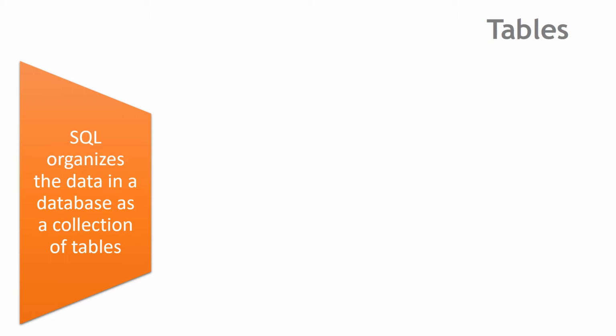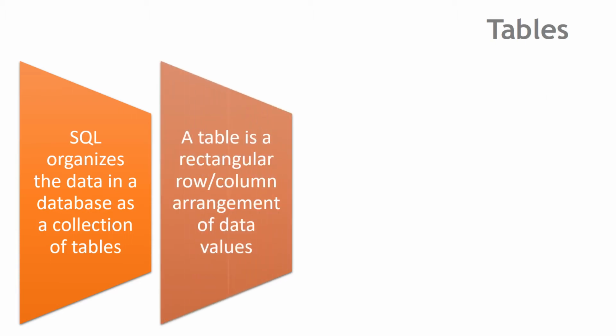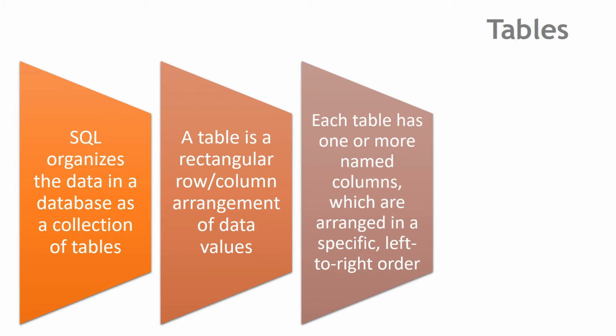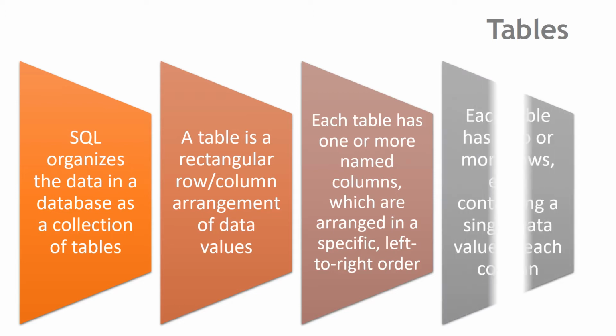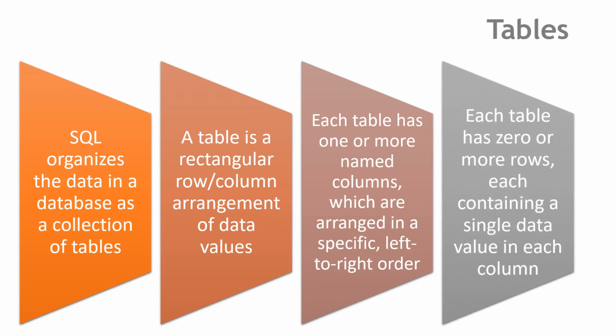Tables are the main building structure of the SQL database. SQL organizes the data in a database as a collection of tables. A table is a rectangular row-column arrangement of data values. Each table has one or more named columns which are arranged in a specific left to right order. Each table has 0 or more rows, each containing a single data value in each column.